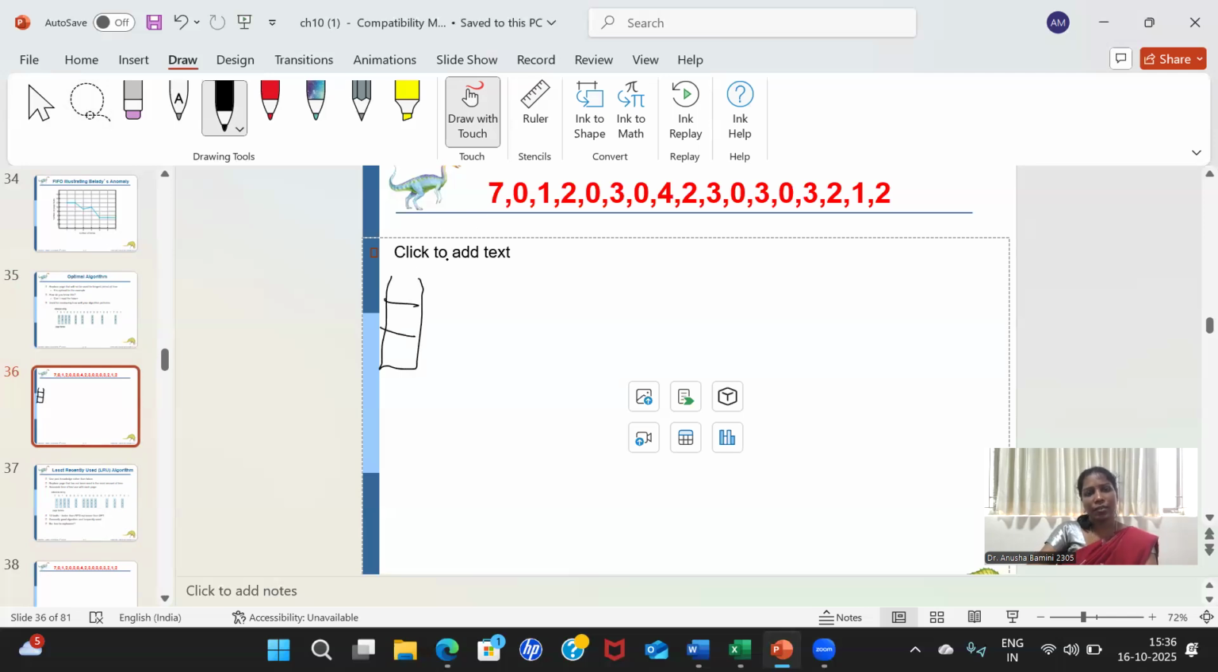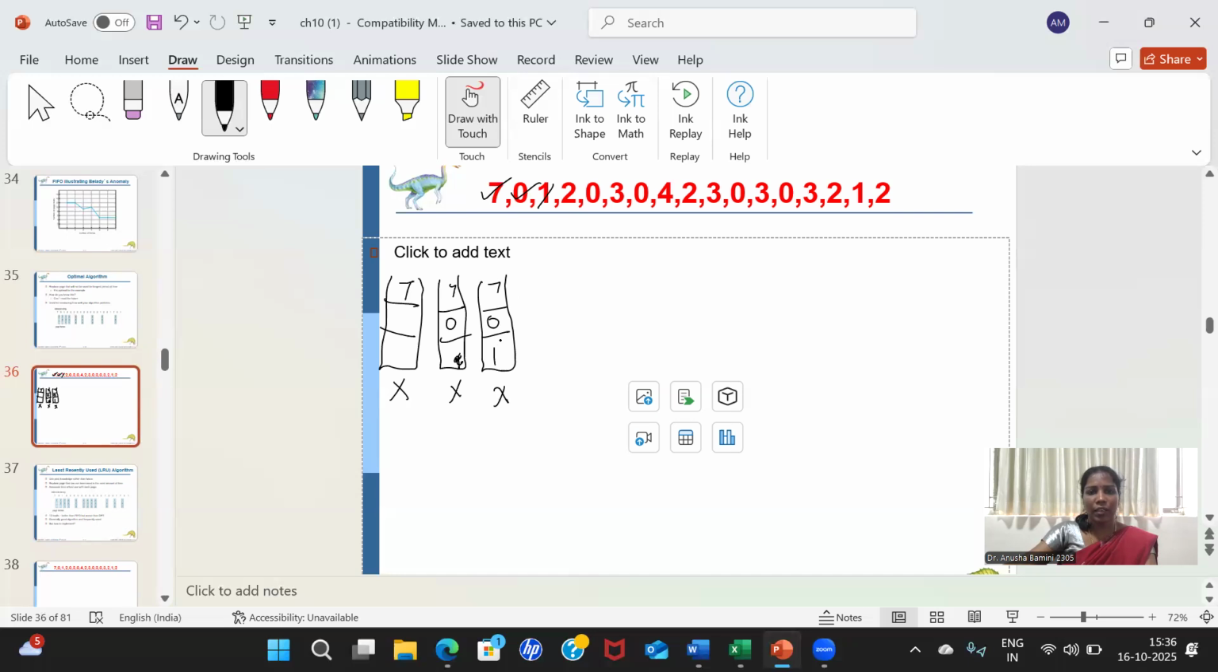So what is the first one? First use the same concept, first in, first out. 7 is not there, so page fault. So I'm placing 7. 7 over. Next is 0. 0 is not there. Page fault. 7, 0. Next 1. 1 is not available, page fault. So 7, 0, 1. 1 is over.